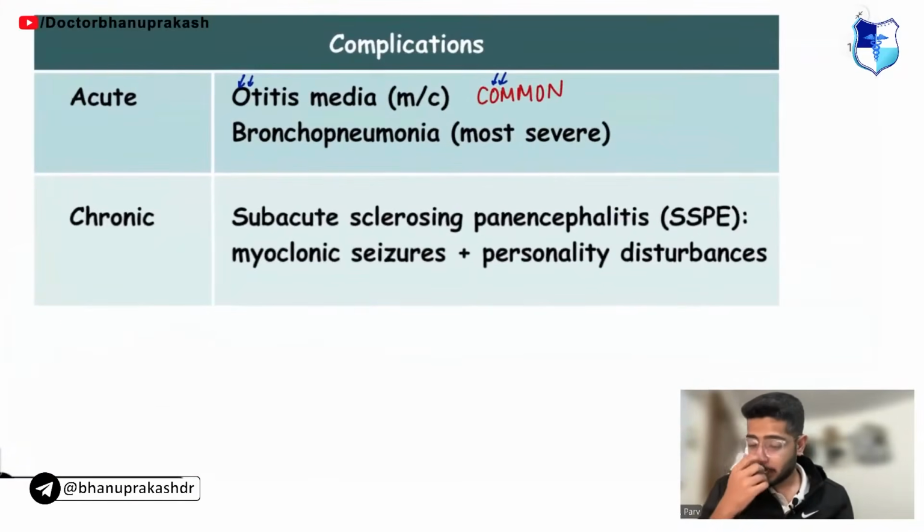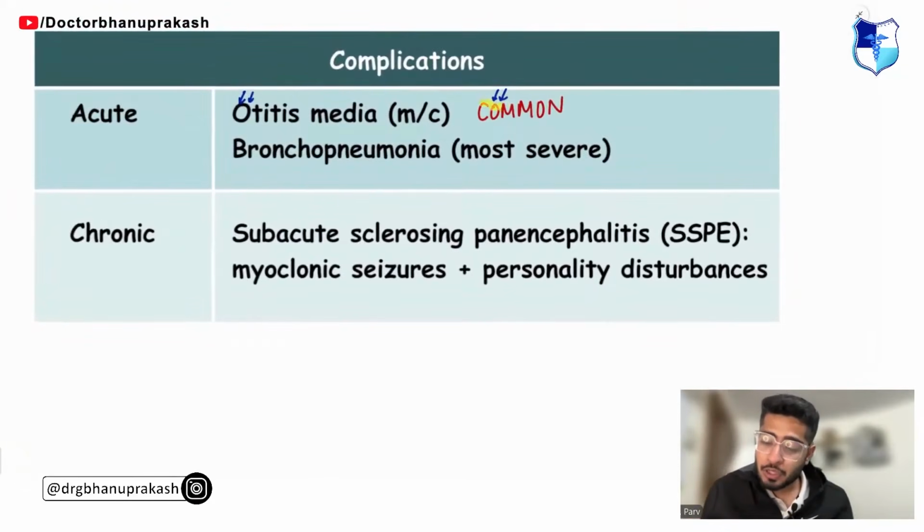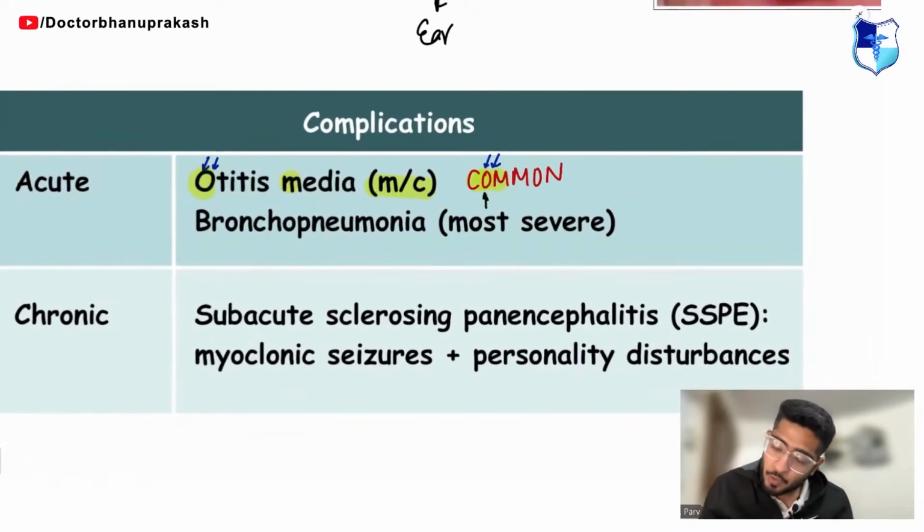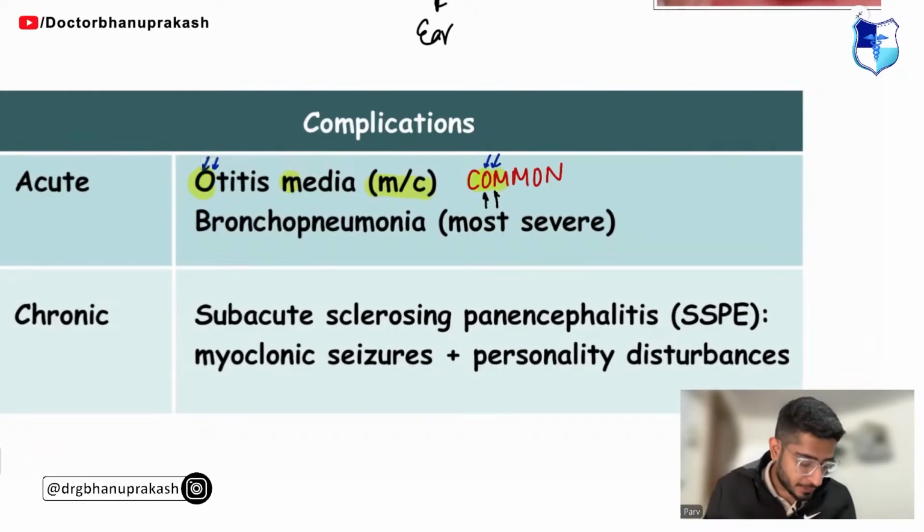Coming on to the acute complication. Acute, most common. So most common acute is O and M. Can you see, most common has got this O and M word, and the answer also is O and M, that is otitis media.